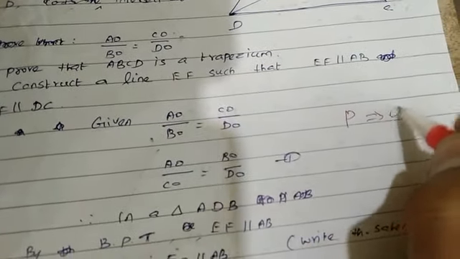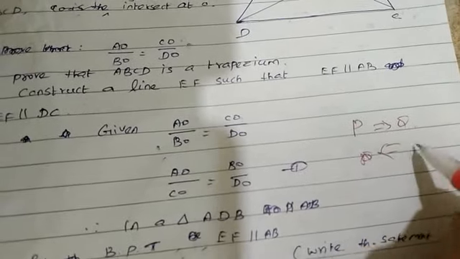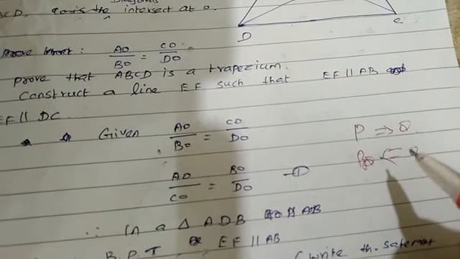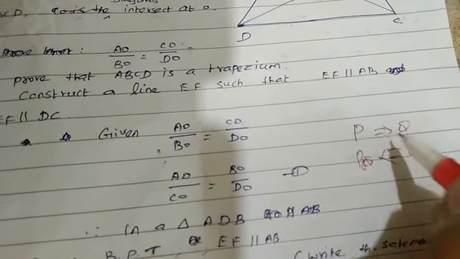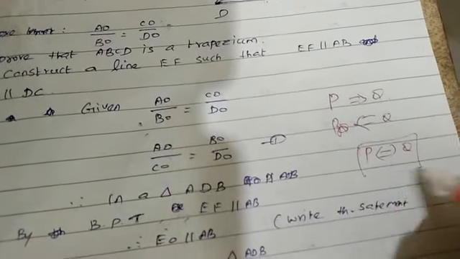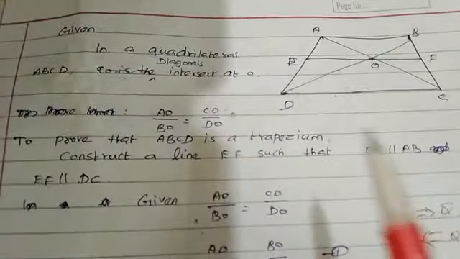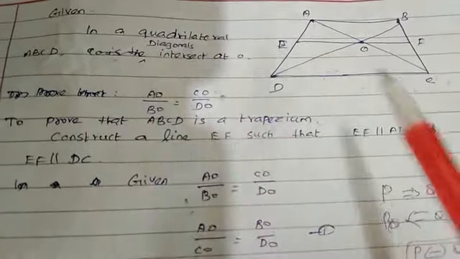P implies Q means Q implies P. Okay, this is if and only if. That is the meaning. Study this thing also; we need to study it in future. Right, for that we are considering this now.